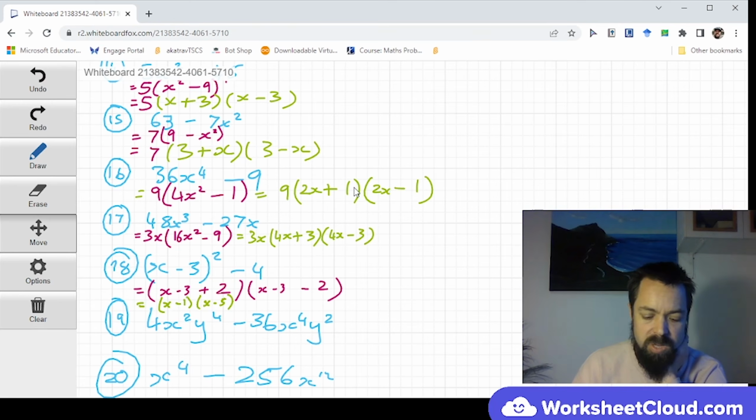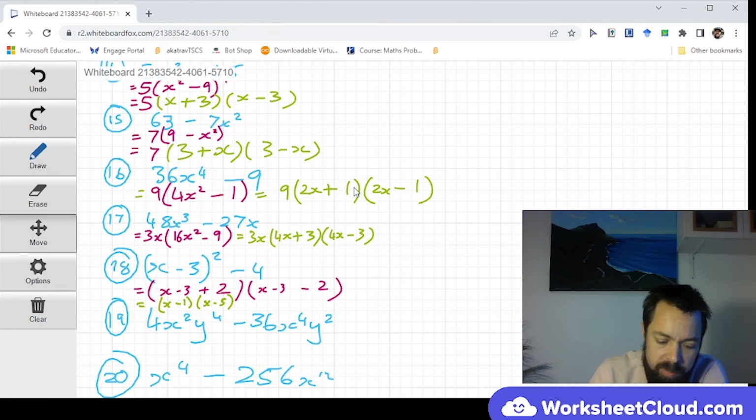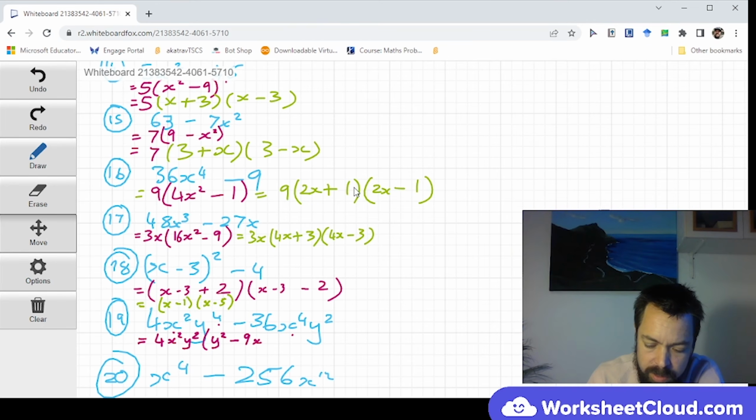Right, second last one. This has got lots of nonsense on it. Okay, I see 4 goes into both of the numbers, so let's start by taking out a 4. I've got 2 x's there and 4x, so the best I can do is x squared. I've got 4 y's and 2 y's, the best I can do is y squared. What's left on this side? Y squared. And on this side we've got 9x squared.